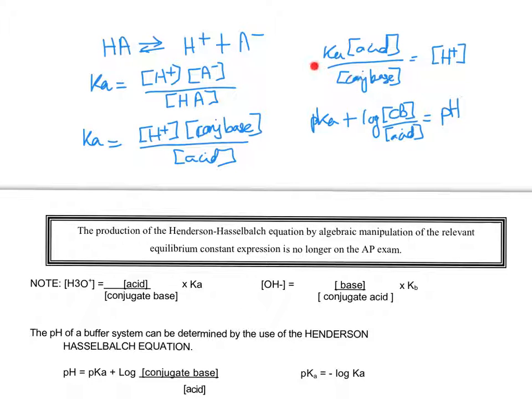Now, if I take the negative log of all of these, on this side, negative log of H plus would be pH. Negative log of the Ka would be pKa. So remember, P just means negative log. And then negative log of this would be minus log of the acid over the conjugate base. To change that to plus, you would flip these. So it's pKa plus the log of the conjugate base over the acid concentration is equal to the pH. This is the Henderson-Hasselbalch.